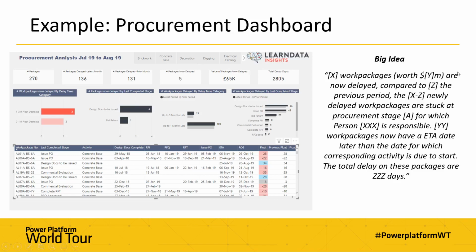And you can see here, whilst these numbers will change, I've said X work packages worth Y million are now delayed compared to Z, the previous period. These numbers will obviously change month on month each time the data is refreshed, but the story doesn't change.